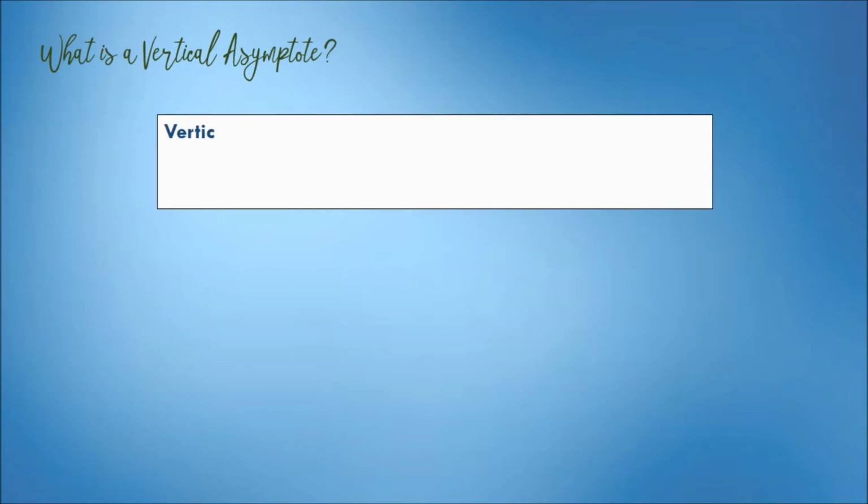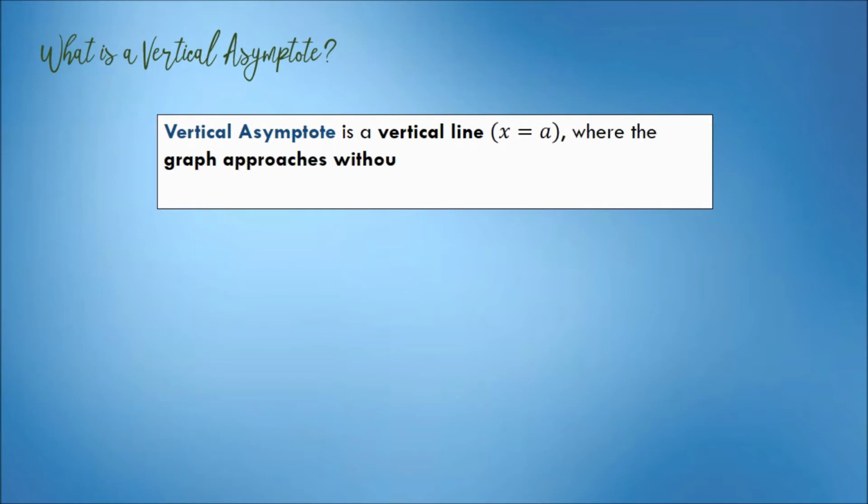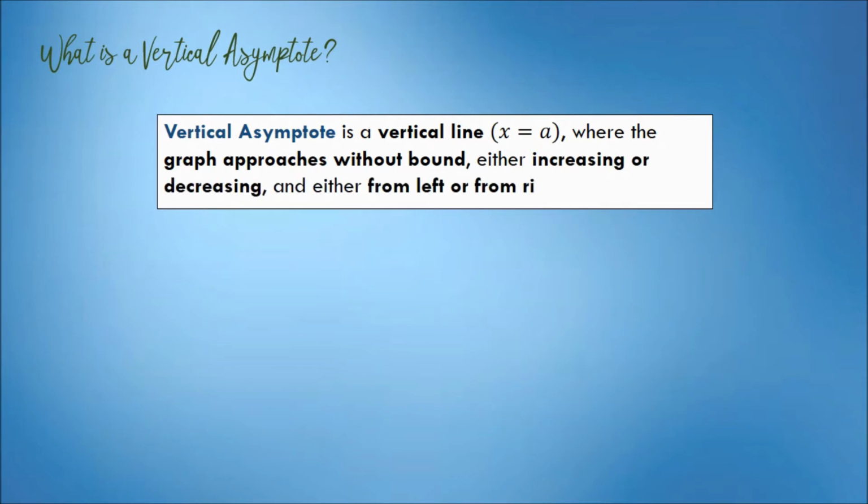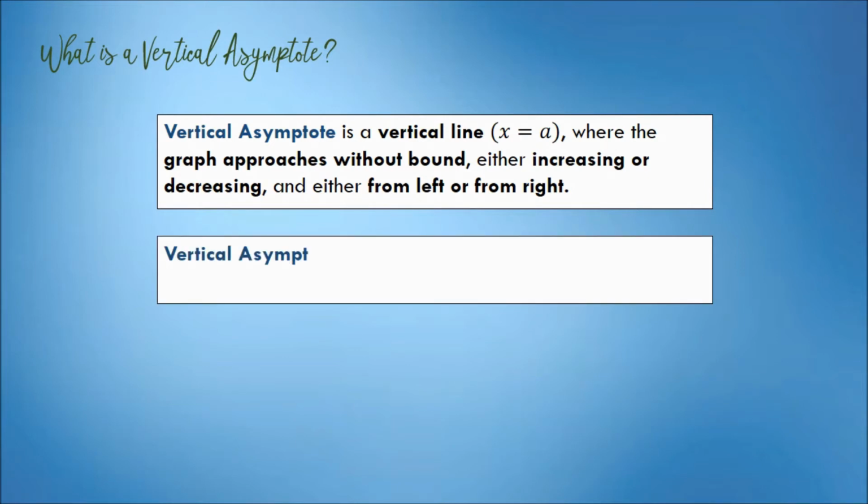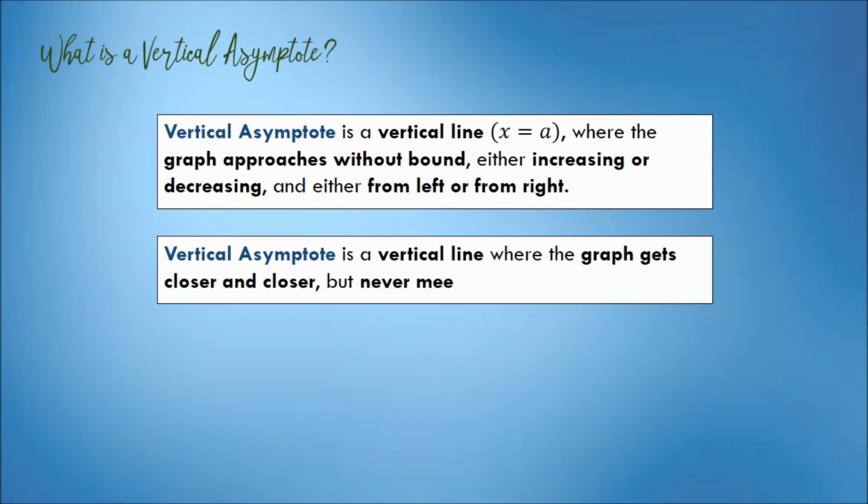Let's define the vertical asymptote. The vertical asymptote is a vertical line denoted by x equals a, where a is any value from the x-axis. It is the line that the graph approaches without bound. It can be either increasing or decreasing, and it can approach either from the left or from the right. In other words, a vertical asymptote is a vertical line that the graph gets closer and closer to, but never meets or intersects.